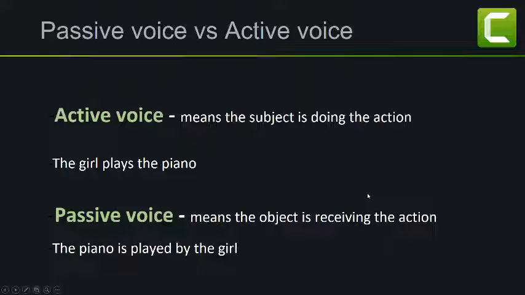Active voice means the subject is doing the action. For example, the girl plays the piano. The passive voice means the object is receiving the action. The piano is played by the girl.